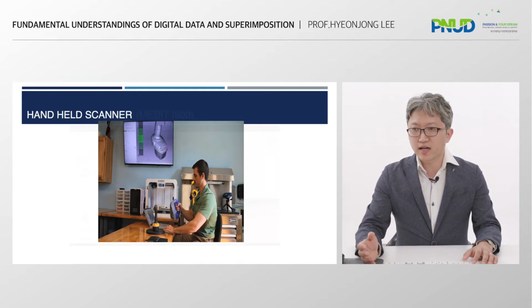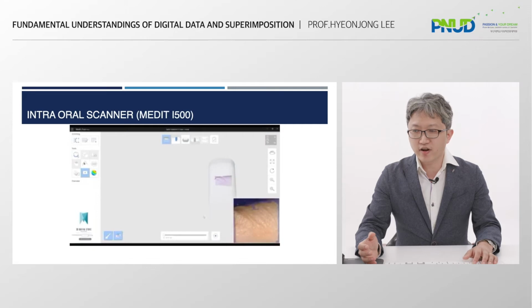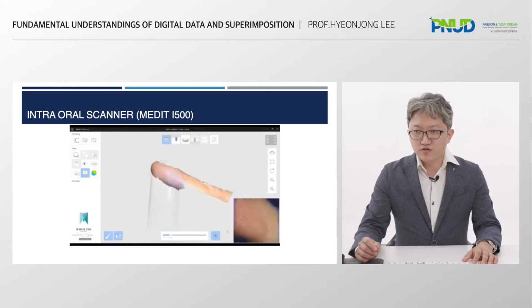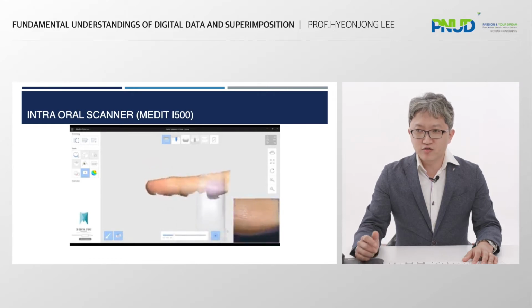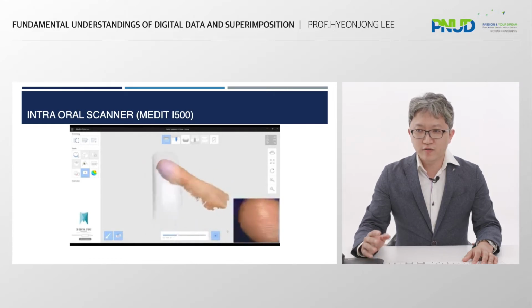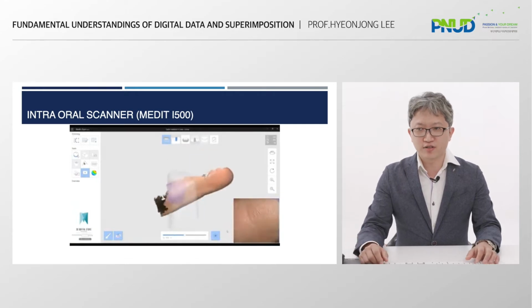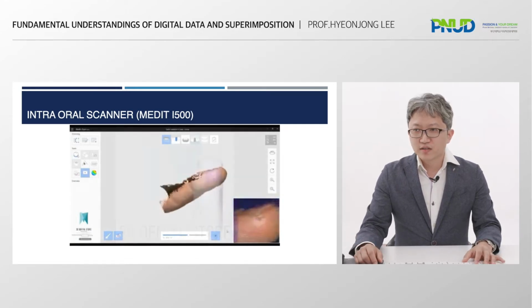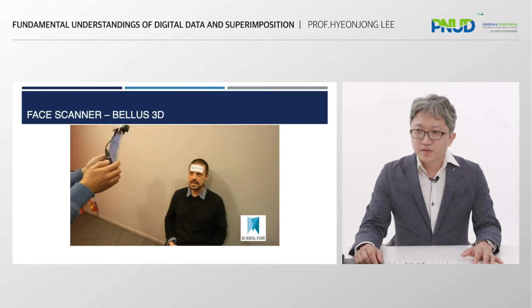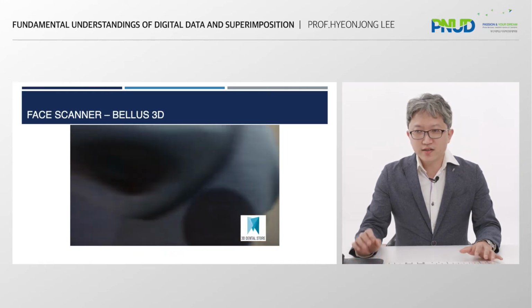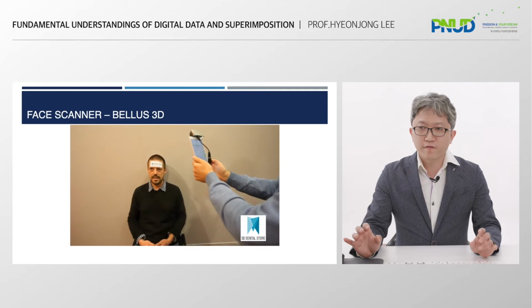So there are many kinds of scanners like this, and this is an intraoral scanner. We widely use it for scanning the teeth and gingiva, but actually it can scan whatever you want, like fingers or something. And this is another small piece of equipment for facial scanning.